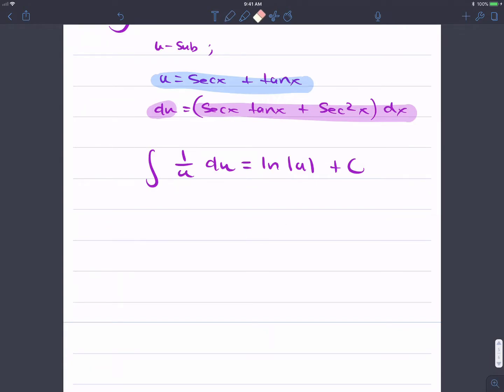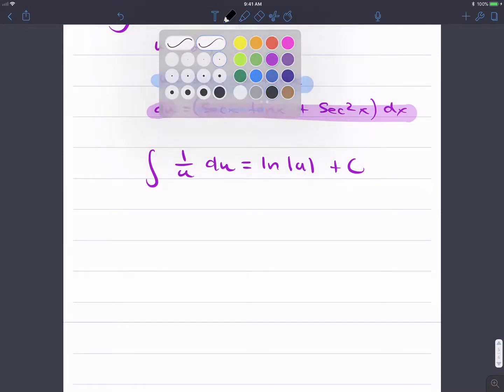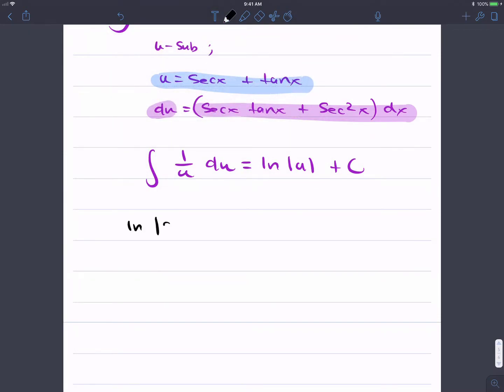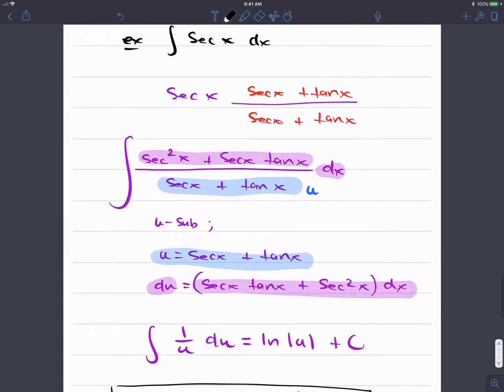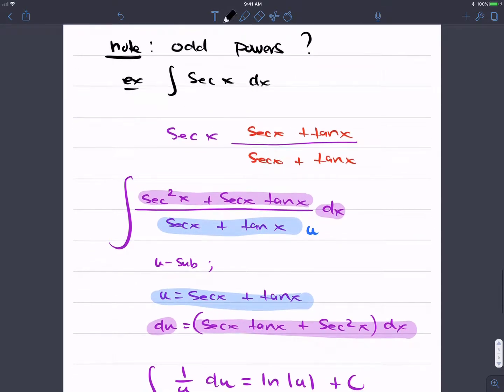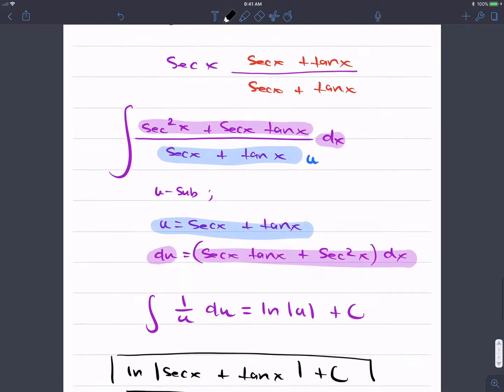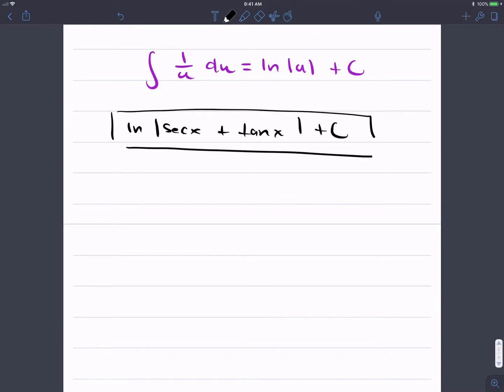So let's write this in black here again. Natural log absolute value of secant plus tangent plus c. So here's our first odd power. Now, if we generate another odd power, and this is kind of what I started to talk about with odd powers in class, we can go to the next example here. You want to integrate maybe secant cubed x dx.